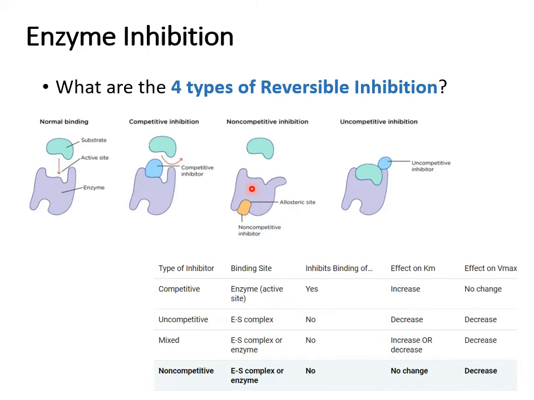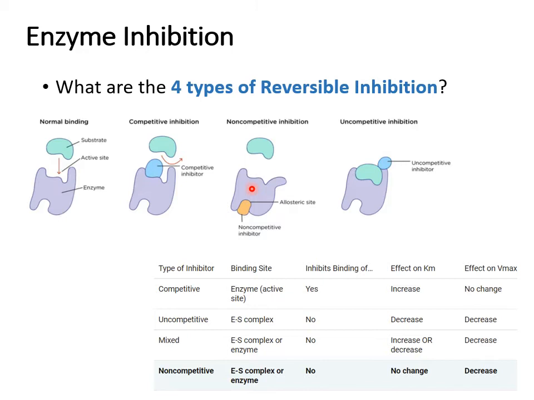So in pure non-competitive inhibition, the binding of that inhibitor has no effect on the binding of the substrate. Okay, it's just that catalysis cannot occur, but it's not actually having an interaction when it comes to the substrate itself. And this is basically very rare. What's more common is mixed non-competitive inhibition, in which the binding of the inhibitor does affect the binding of the substrate, which makes more sense.